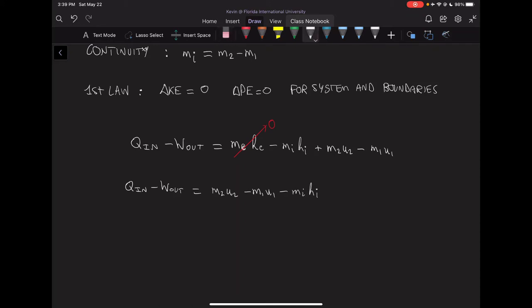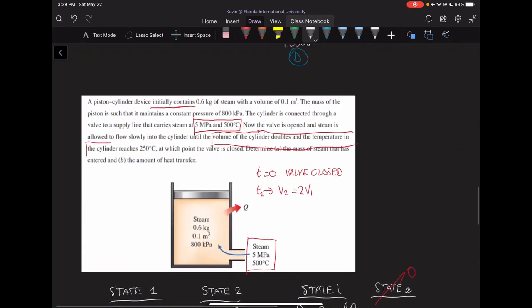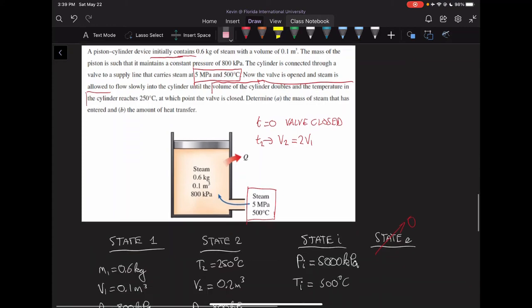Okay, so we have this equation, and now the first thing we need to figure out is all the terms to look at what we need to figure out in the question. So now that we have our first law set up and we have our continuity set up, let's look at what the question is asking. So the question asks, determine the mass of steam that has entered and the amount of heat transfer. So we're going to be looking at two different things.